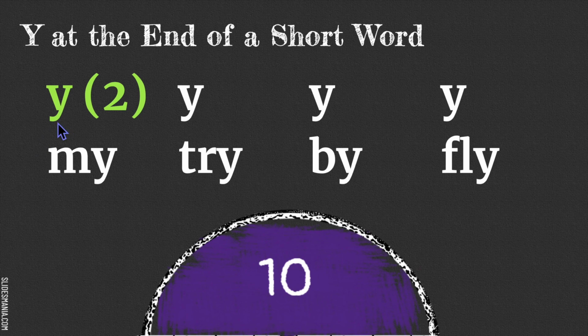So when I point to the Y, do the consonant sound, then the long I sound. Y, I. Y, I. So when you have a short word with a Y at the end, try the long sound of Y, which is the same as a long I.